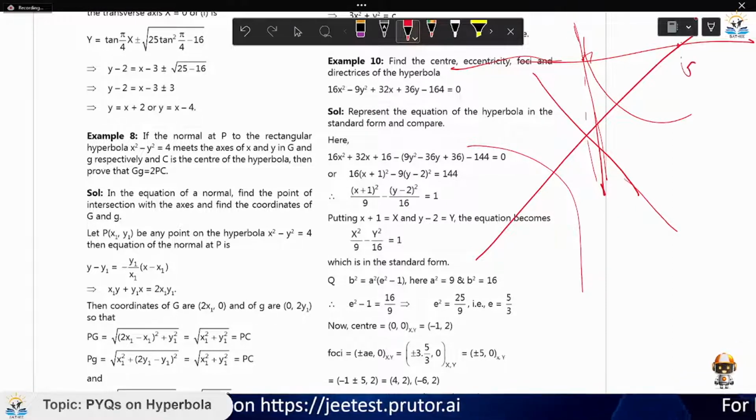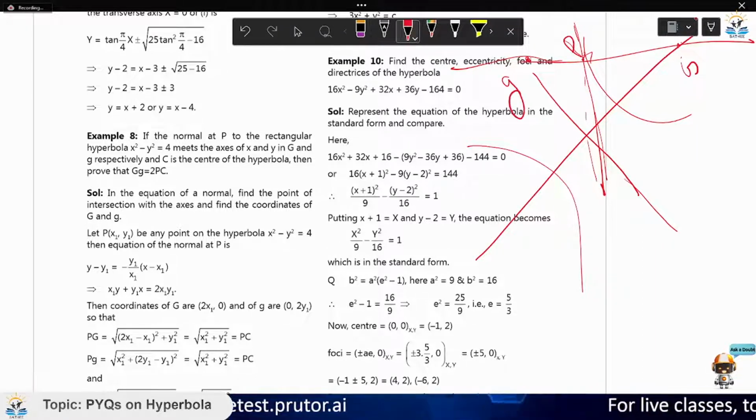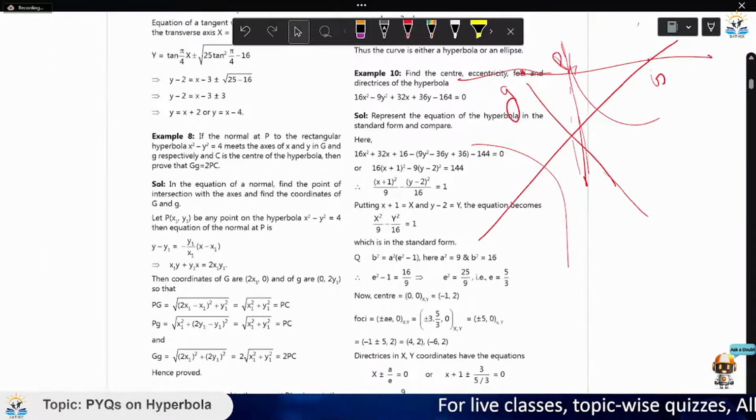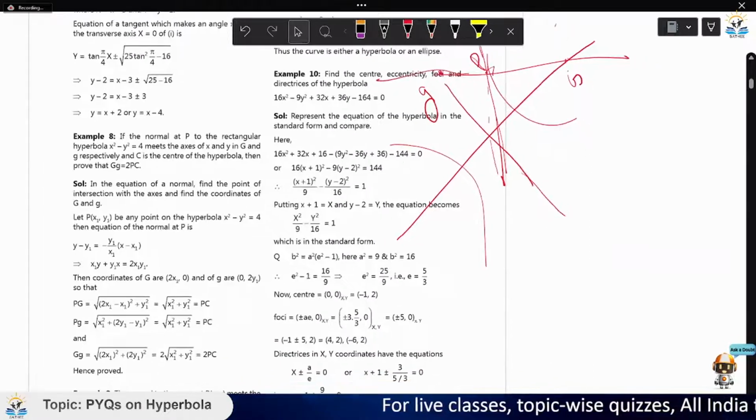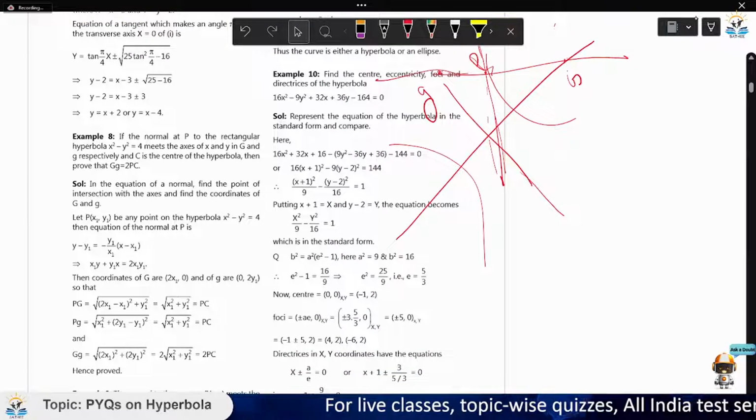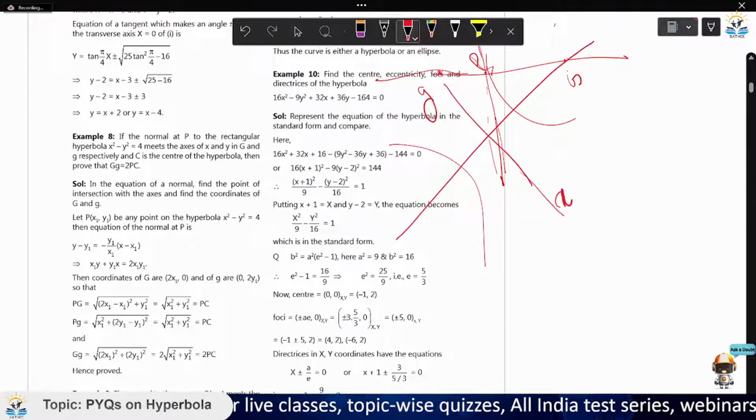X at that capital G, this is my P, and this at small g. And C is the center of the hyperbola. So I have to find GG is equal to 2PC. What we can do here is first find out the normal's equation. So the normal's equation would be, my a is 2 here.